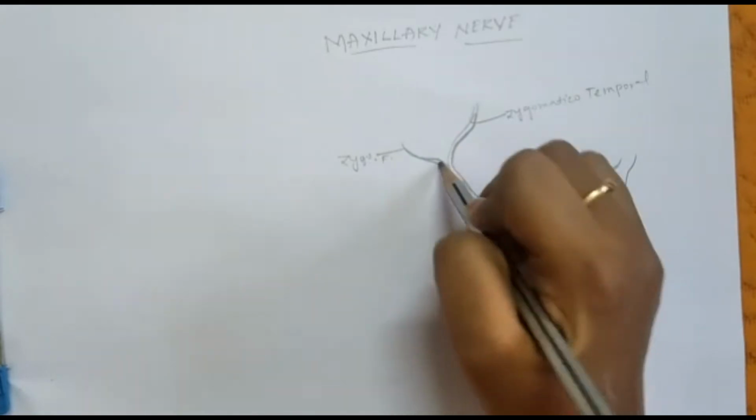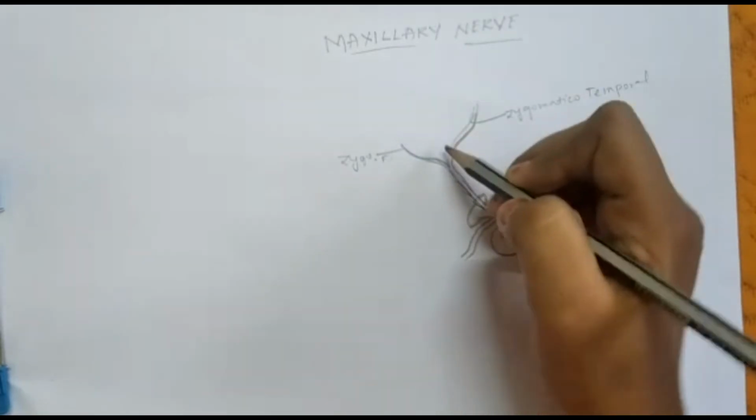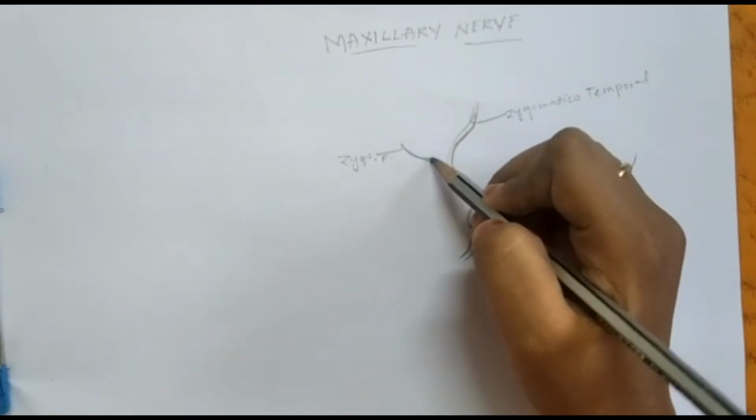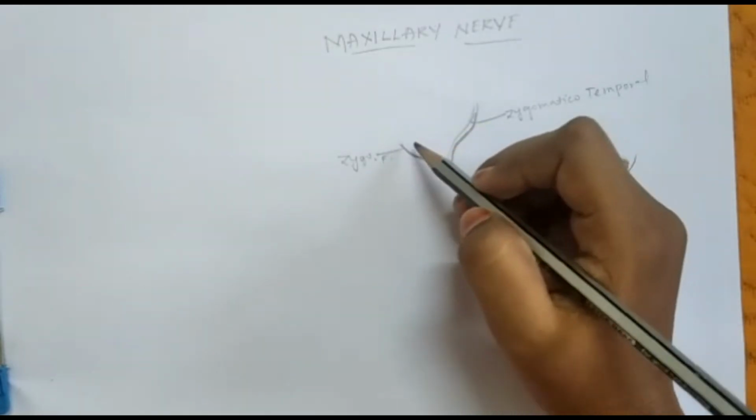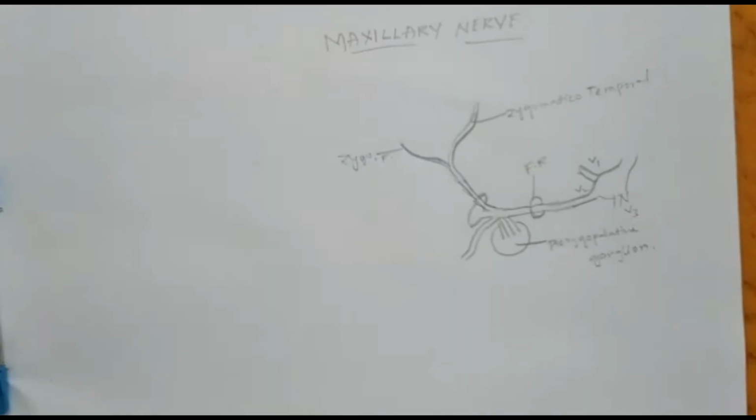Then the zygomatico-facial nerve, in the base of the orbital surface, moves forward and enters into the small foramen in the lateral surface of the zygomatic bone and supplies the skin over this area.